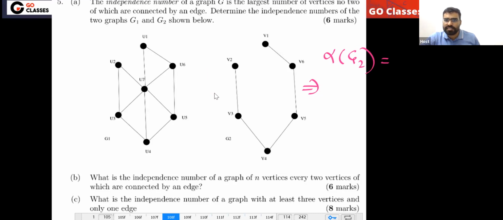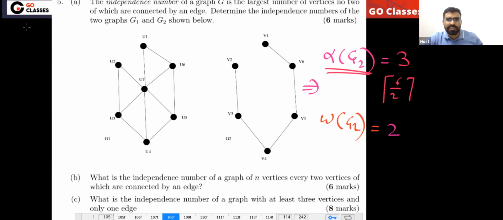So what is the independence number of G2? This G2 is a path graph, with vertices 1, 2, 3, 4, 5, 6. This is P6, so you can directly say the answer will be 3, the ceiling of 6 divided by 2. The answer will be 3. And what is the omega of G2? Omega is 2, the largest complete subgraph that you can create.